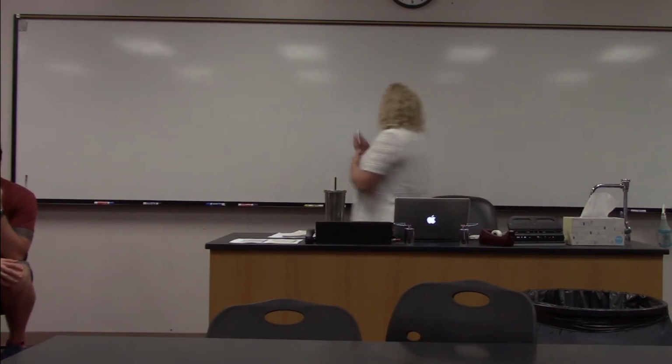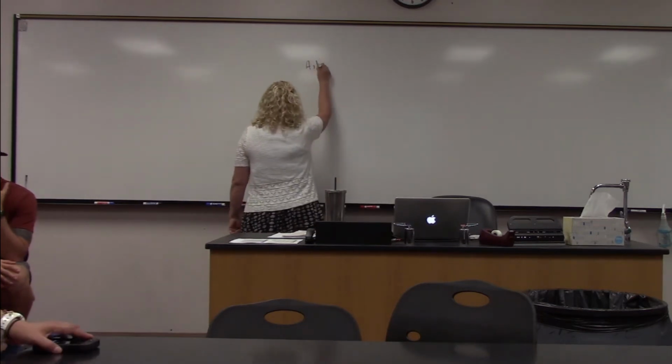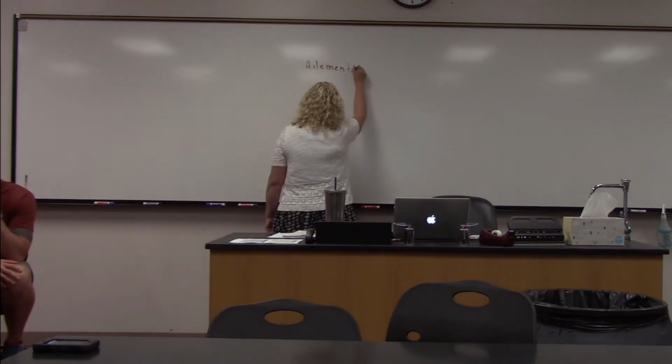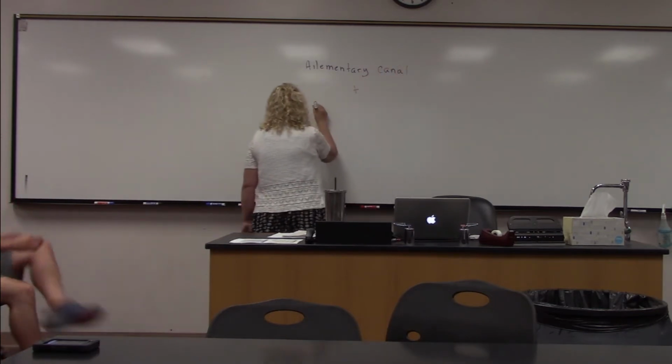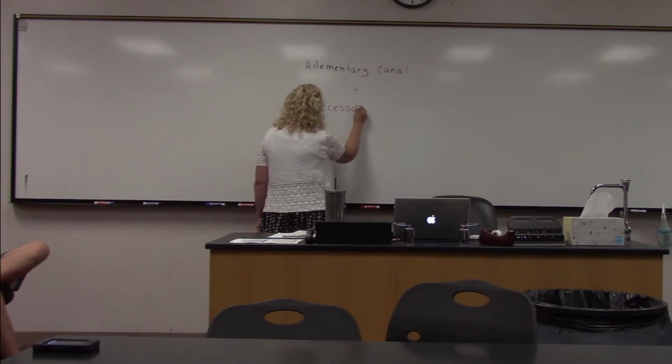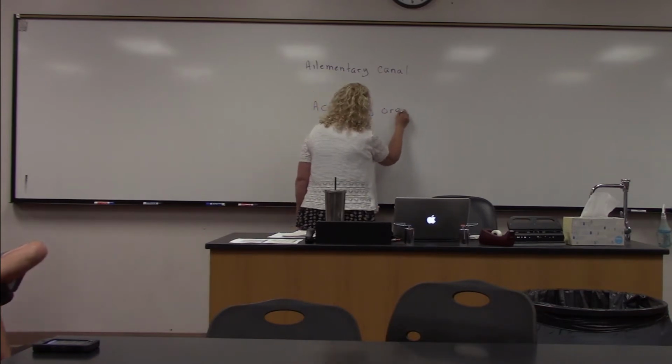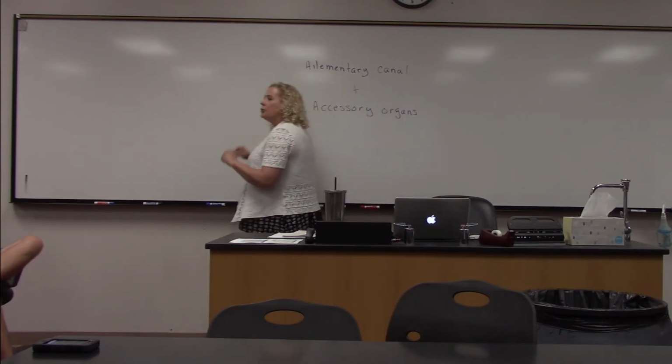So today we're going to talk about the gastrointestinal system. And the gastrointestinal system is basically made up of two major parts, okay? So you have what's called the alimentary canal, plus you have the accessory organs. So this is your GI system.